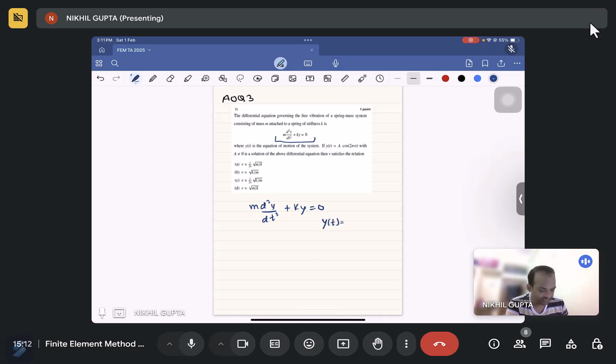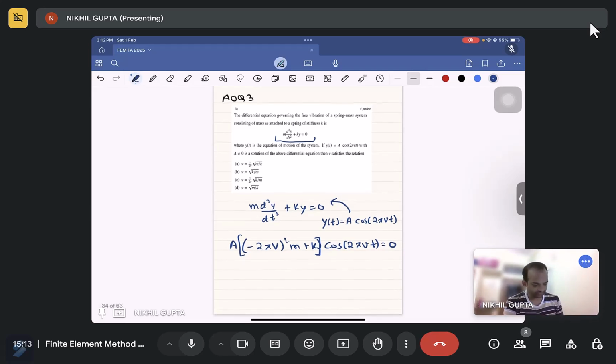So this is the differential equation which is given. The solution is also given as this. Since this is the solution of this equation, it must satisfy this condition. So what we can do is put the solution in this differential equation, and we can get the result. You will directly put it and you will get A times minus 2 pi v square m plus k, times cos 2 pi vt. I'm skipping some of these steps because they are pretty simple.